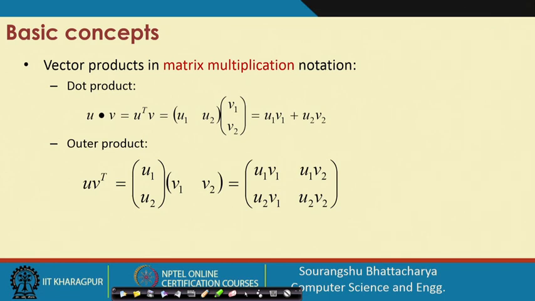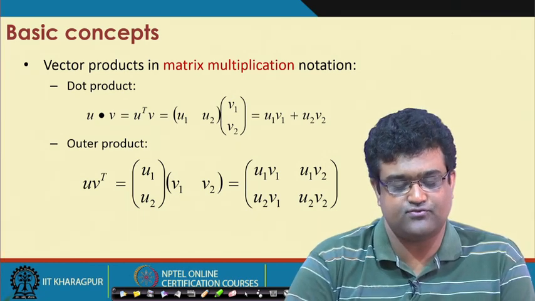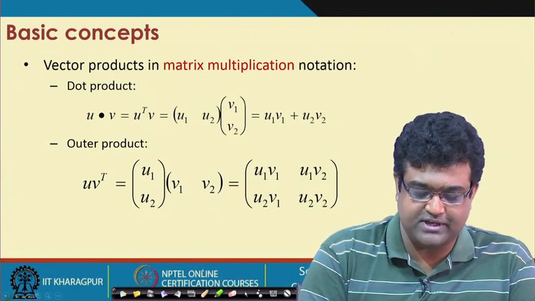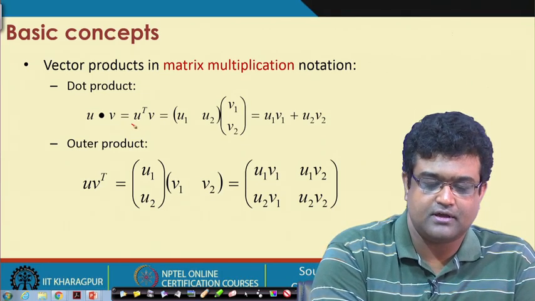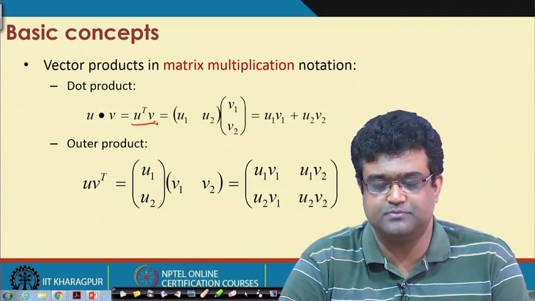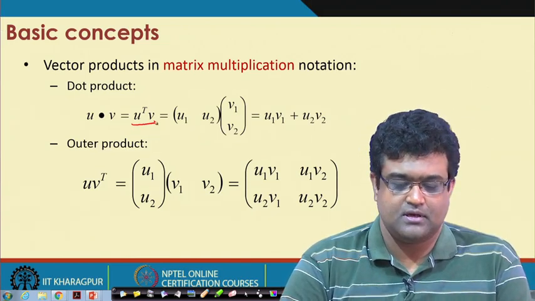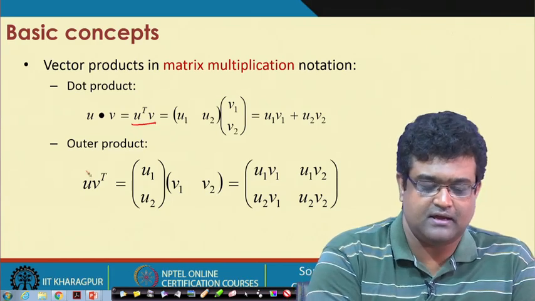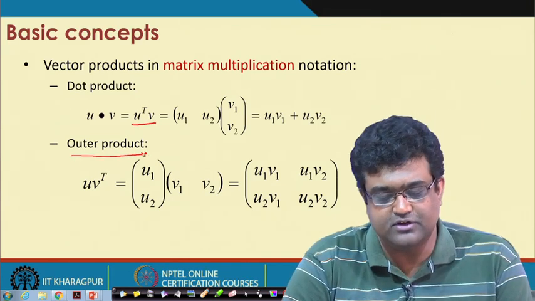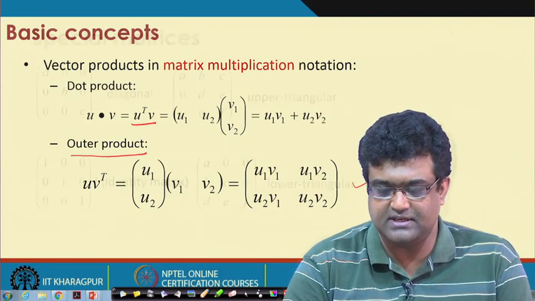We can also define the dot product in terms of matrices. We can represent the two vectors as column matrices or column vectors, and then we can represent the dot product of two vectors u and v in terms of the matrix product u transpose v, which is the same. Similarly, we can define the outer product between two vectors as given here.